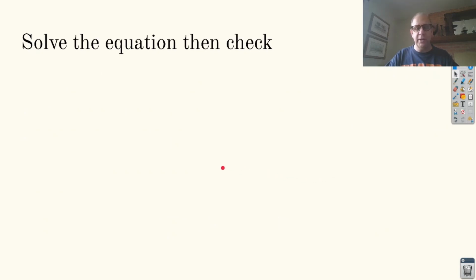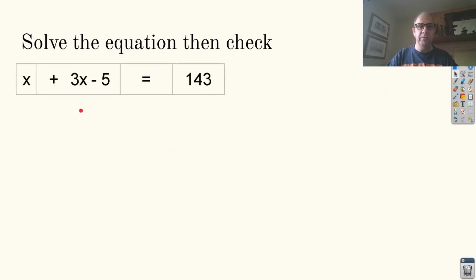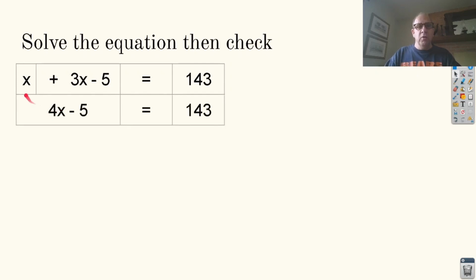So both angles together add up to 143. We have to figure out what each angle is. So we take this equation and we solve for x. So I'm going to add my x's together. 3x and x is 4x. So now I've got 4x minus 5 equals 143. That's called combining like terms.